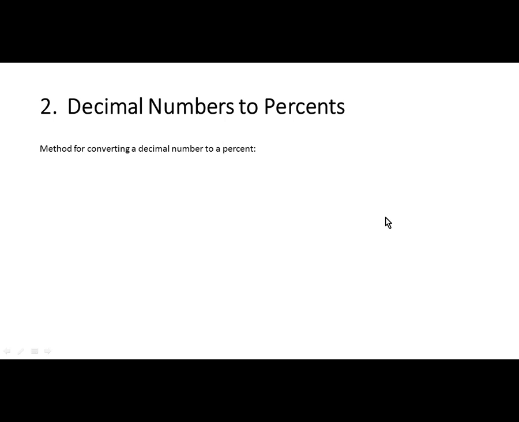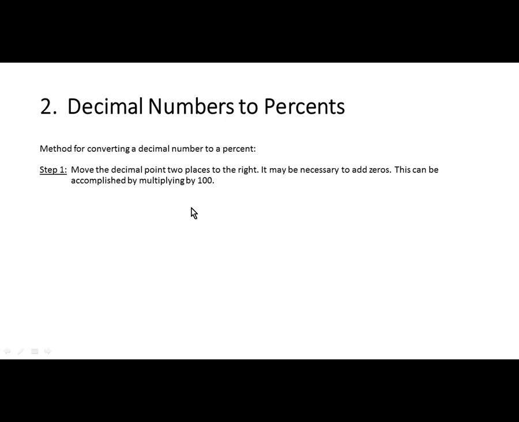So, method for converting a decimal number to a percent. Okay, it's just the opposite of what we did. So move the decimal point 2 places to the right. It may be necessary to add some zeros. This is accomplished by multiplying by 100. So remember, previously we said divide by 100. This one, multiply by 100. And previously we said remove the percent symbol. We're going to put it back. So step 2, append the percent symbol. So multiply by 100, add on the percent symbol.